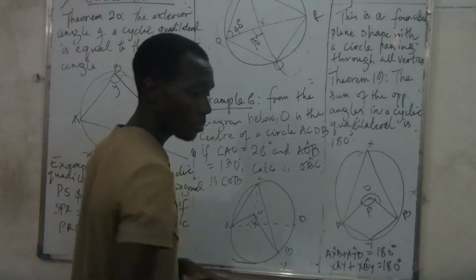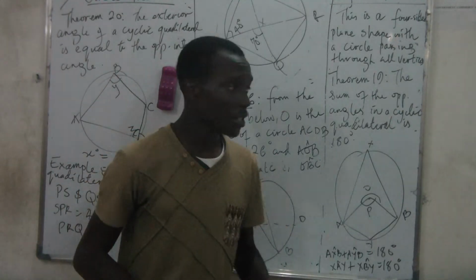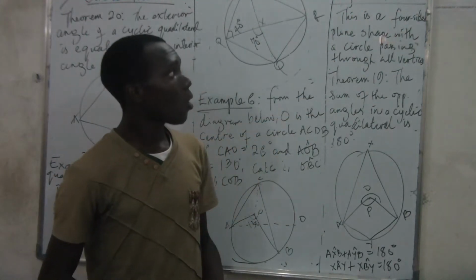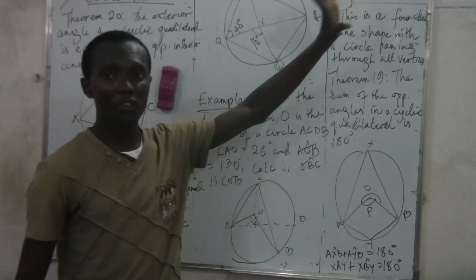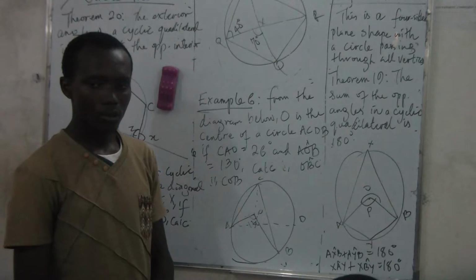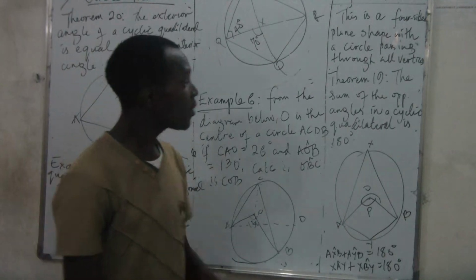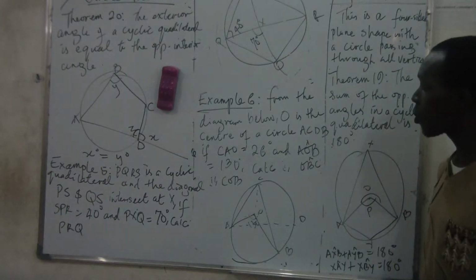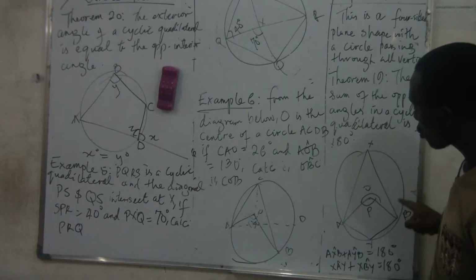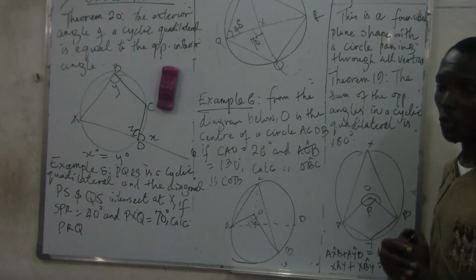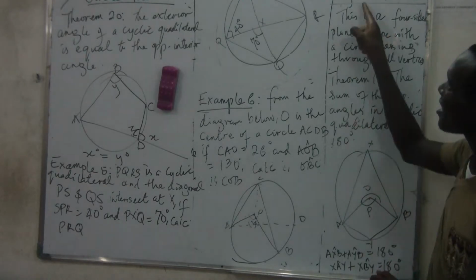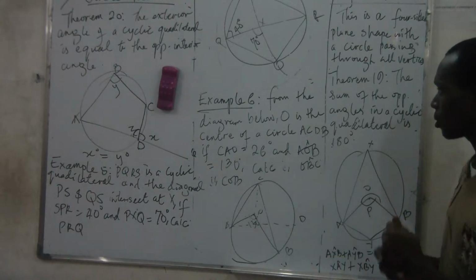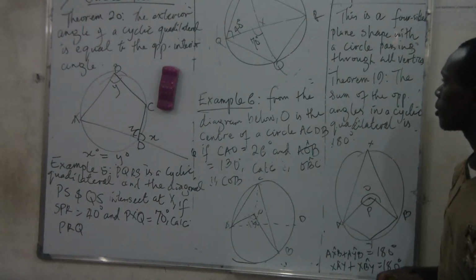Okay, let's continue from where we stopped earlier. The next thing we have is a cyclic quadrilateral. When we speak about a quadrilateral, we are talking of a four-sided plane shape. And if we have such a shape bounded in a circle, in the sense that the circle passes through the four vertices of this quadrilateral, then we call it a cyclic quadrilateral. That is a quadrilateral that is bound in a circle.